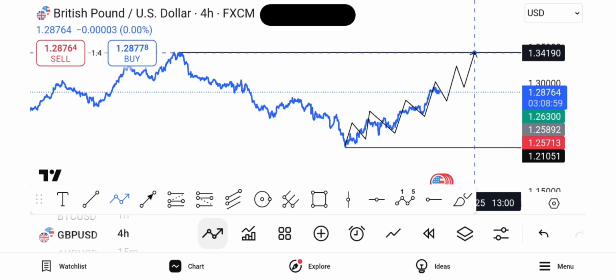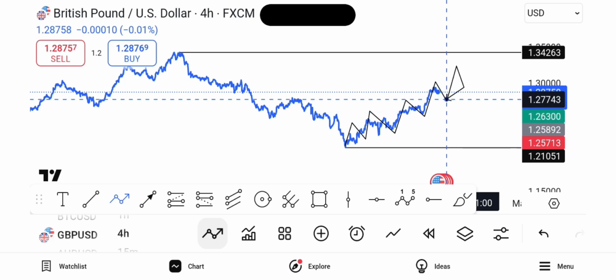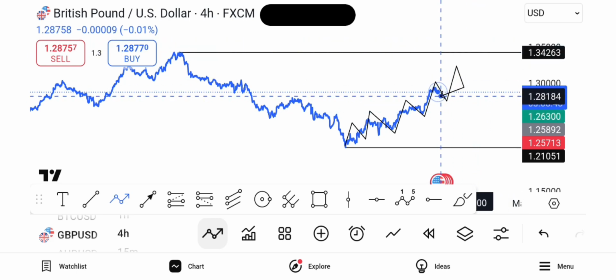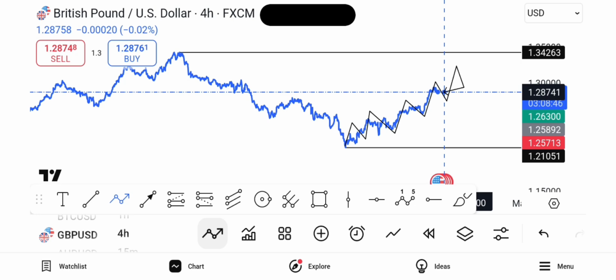For the future, this market may reach up to this very zone. But now we focus on what's there, so we trade what is there.